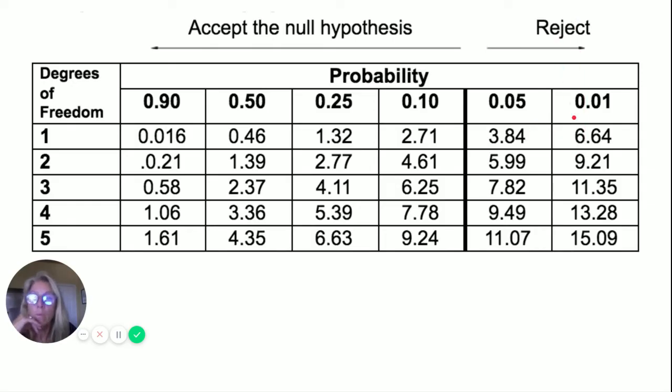Well, we had 1 degree of freedom, and our number was 0.8. So where would 0.8 fall? It would fall between 50% and 25% of the time. If it's in there, I can accept the null hypothesis. There's nothing wrong with my deck of cards, and I'm good.